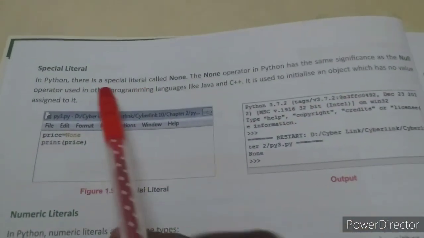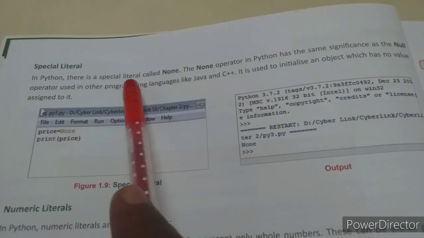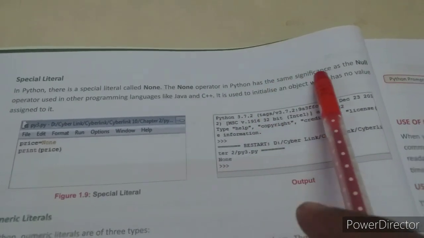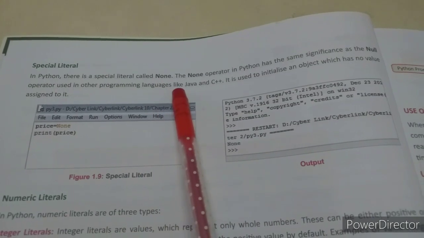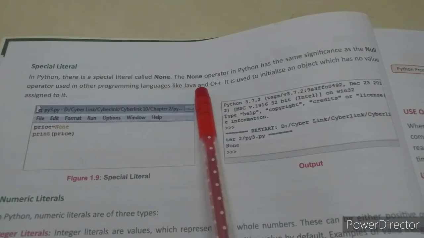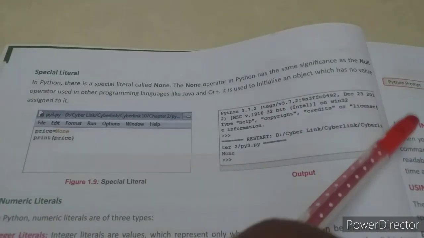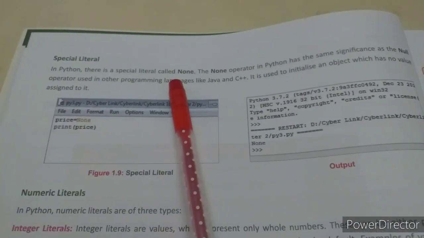Now let's see the special literal topic. In Python there is a special literal called None. The None operator in Python has the same significance as the null operator used in other programming languages like Java and C++. It is used to initialize an object which has no value assigned to it. Which means, what is the meaning of None?